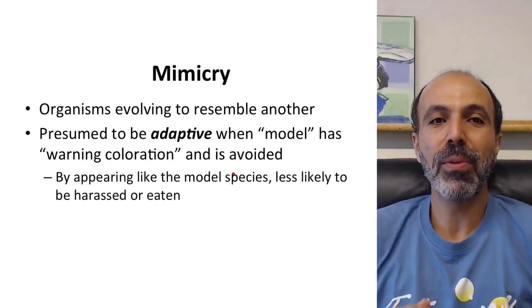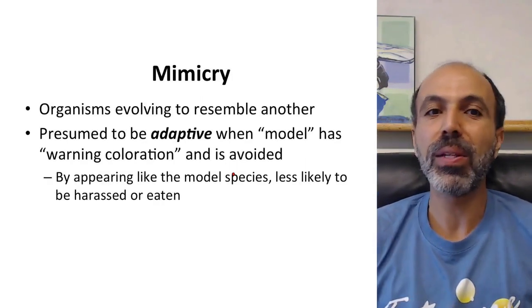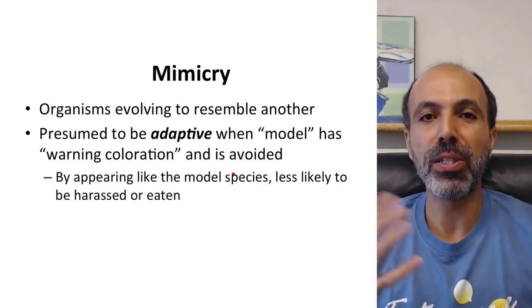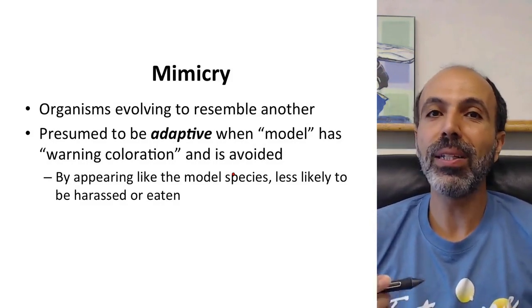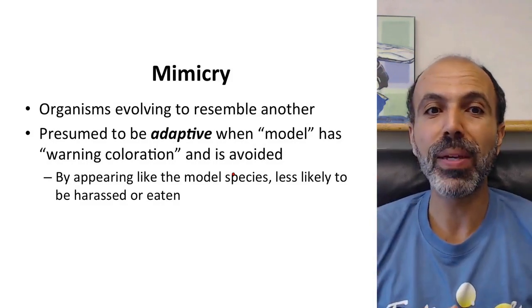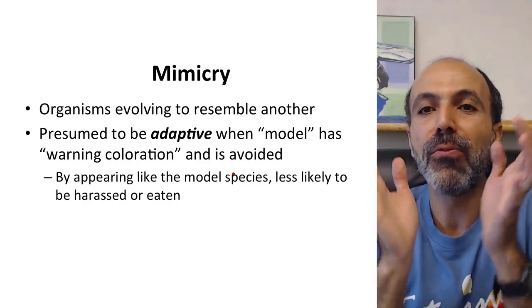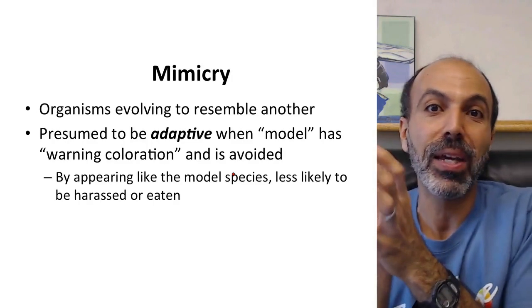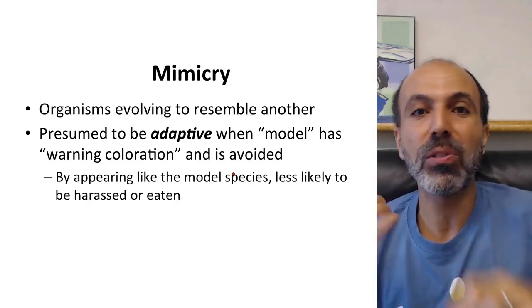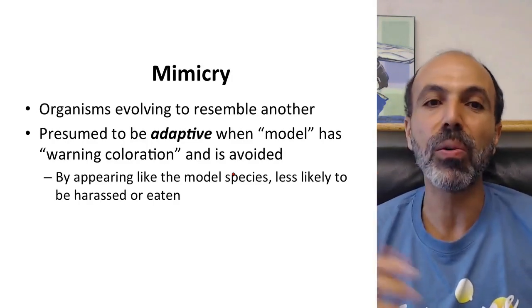So, looking at mimicry to start with. Mimicry, again, just means that organisms evolve to resemble one another. Now, when can this be adaptive? The simplest time when this would be adaptive is if the model has some sort of warning coloration. Basically, if you want to look like something that is scary, that makes it so other things are less likely to threaten you or to eat you or things like that.